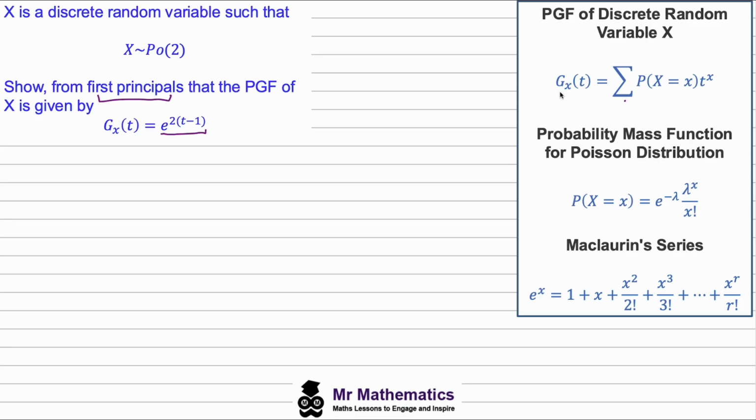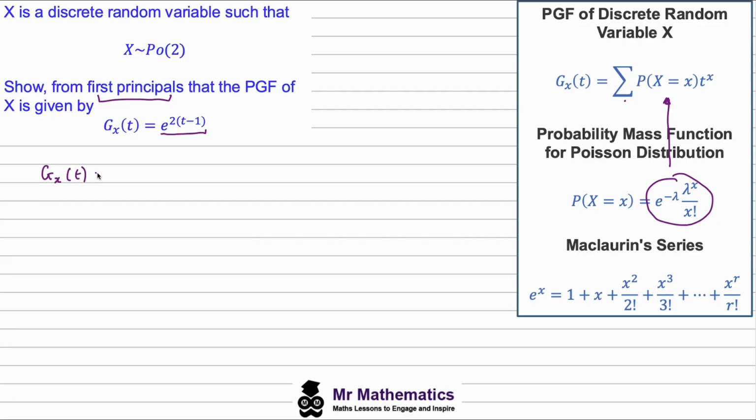We know that the probability generating function for a discrete random variable is the sum of the probabilities multiplied by t to the power of x. And we know the probability mass function for our Poisson model is given here. And we can use each of these.